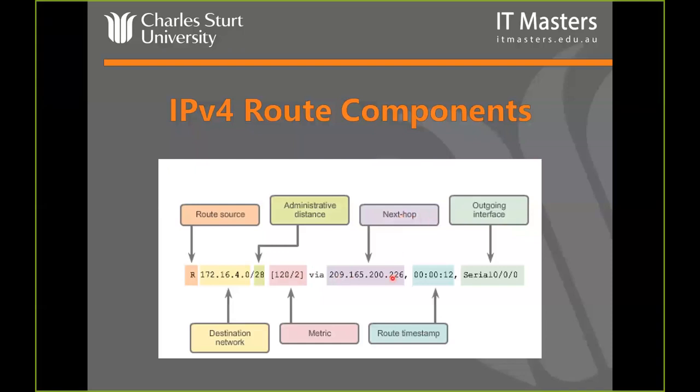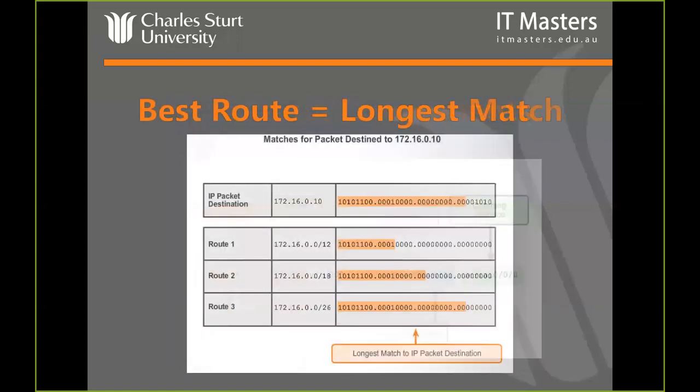Next hop, the router, the IP address we have to send it to. This is how long we've known about this route for. So it's under the 30 seconds, so we're all good. And the outgoing interface, that's the interface that we're going to go out to get to that particular route. So as we said before, just to reiterate, we're getting to the end of the slides, so now it's time to do a little bit of revision.